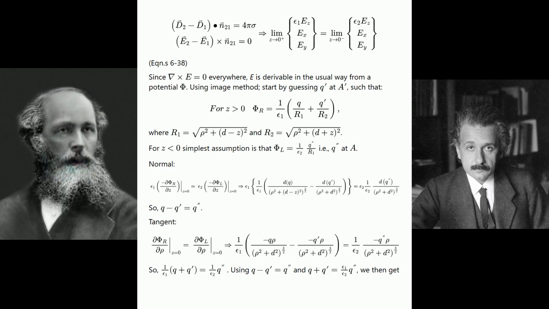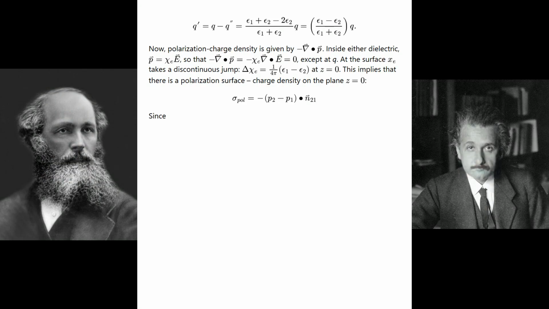Normal component: see the equation shown. So, Q − Q' = Q''. Tangential component: see the next equation. So, (1/ε_1)(Q + Q') = (1/ε_2)Q''. Using Q − Q' = Q'' and Q + Q' = (ε_1/ε_2)Q'', we then get the following.